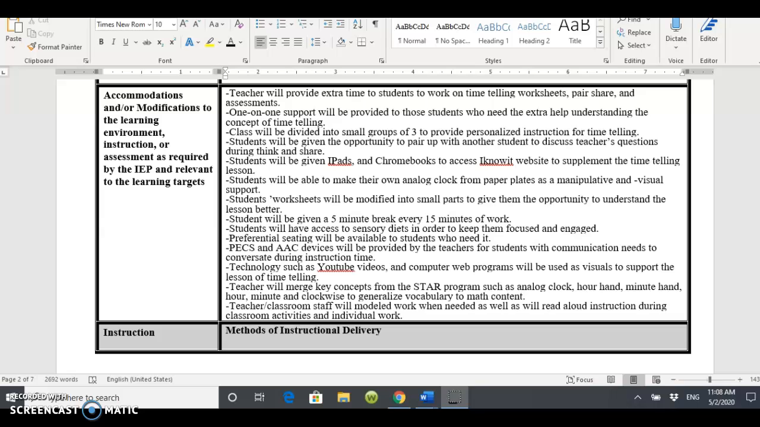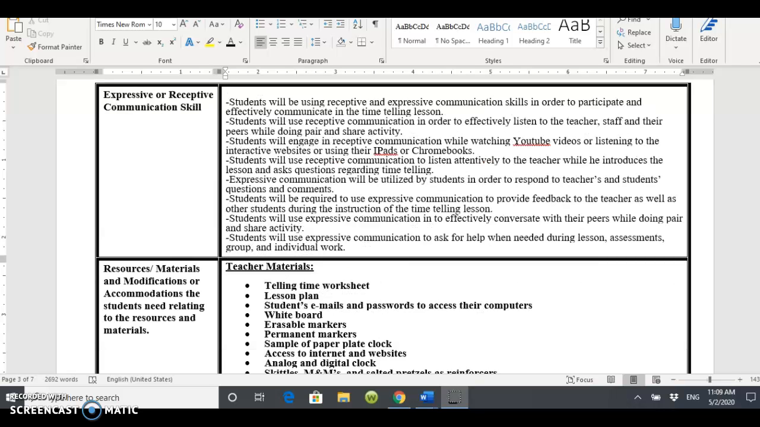Technologies such as YouTube videos and computer web programs will be used as visuals to support a lesson of time telling. Teacher will merge key concepts from the STAR program, such as analog clock, hour hand, minute hand, hour, minute, and clockwise, to generalize vocabulary to math content. Teacher and classroom staff will model work when needed, as well as read aloud instruction during classroom activities and individual work. Expressive or receptive communication skills are as follows.